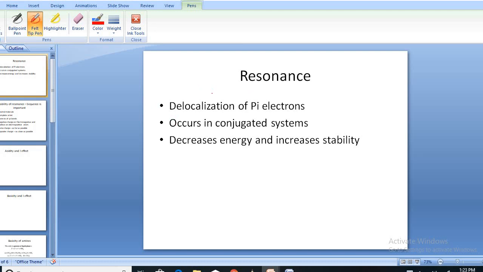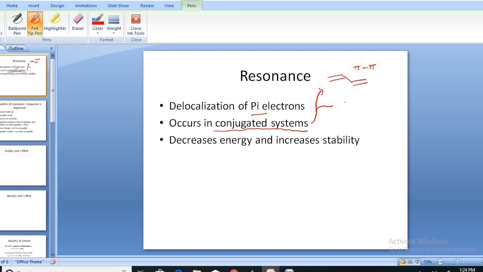What exactly is resonance? Resonance is basically delocalization of pi electrons, and it normally occurs in conjugated systems, right? Conjugated systems means it's basically a system wherein p orbitals are connected, right? So what are the different types of conjugated system? There could be, this is one type of conjugated system. This is a pi-pi system, if you remember, right?